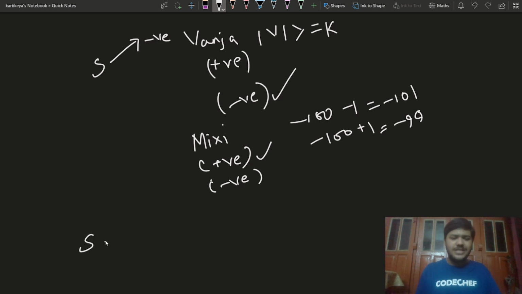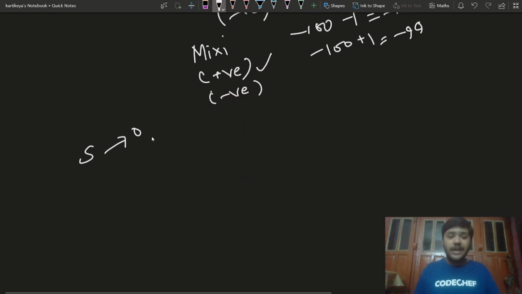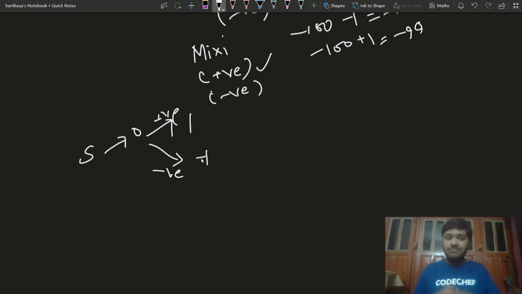Now, when s is 0, it doesn't matter whether you assign a positive or a negative, because in either case, if you assign a positive, it becomes +1, and if you assign a negative, it becomes -1. So the magnitude is the same, and since the magnitude is the same, this chance is neutral. Either you assign the current element as positive or negative.